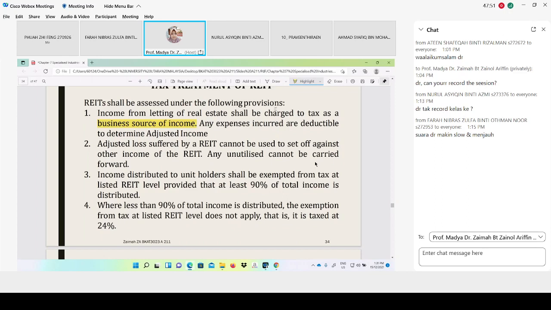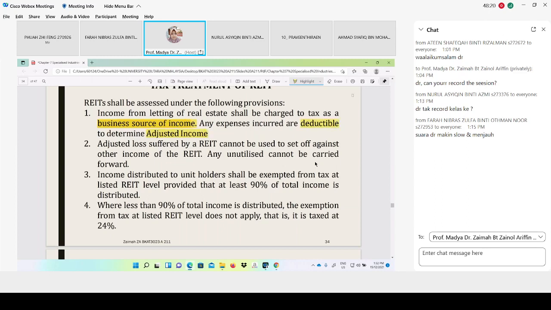For a unit trust, the income is investment income, that is section 4D. But for a REIT, the income is charged to tax as business income. When it is business income, it has allowable expenses and capital allowance. It has more benefit compared to investment income. So any expenses incurred are deductible to determine the adjusted income.